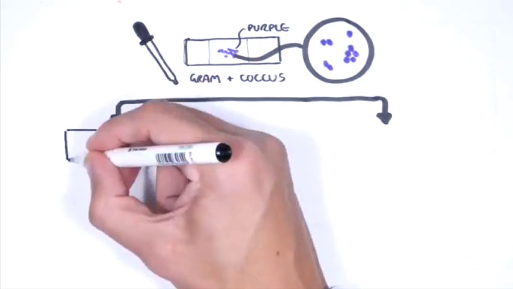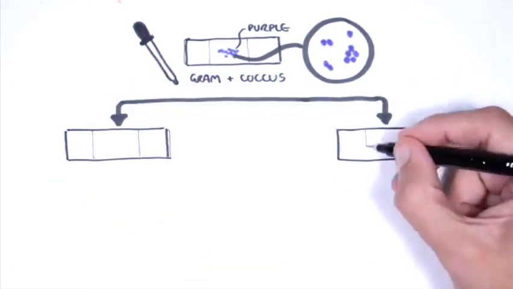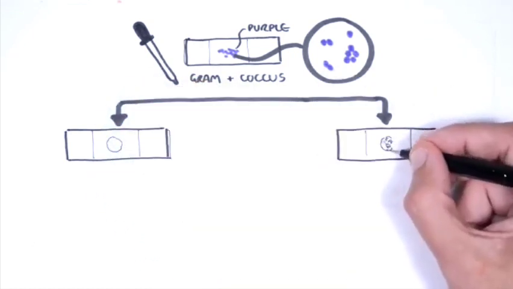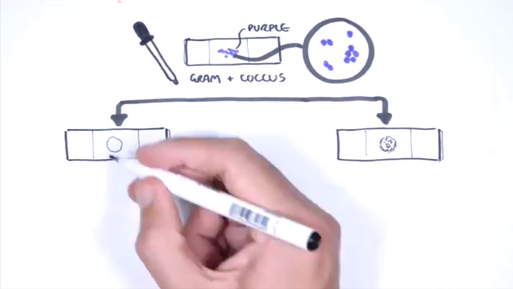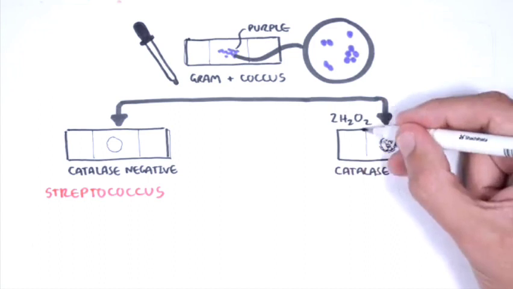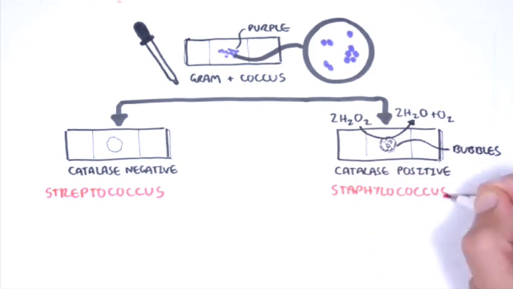They are differentiated by two main criteria. Firstly, their ability or inability to produce the enzyme catalase. Streptococcal species are catalase negative. Staphylococcal species are catalase positive, which allows them to convert hydrogen peroxide to water and oxygen gas. Hence, on a slide or tube, bubbles are formed.